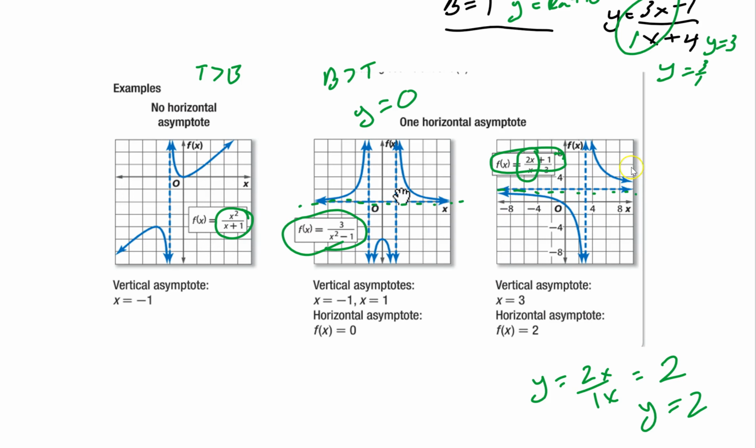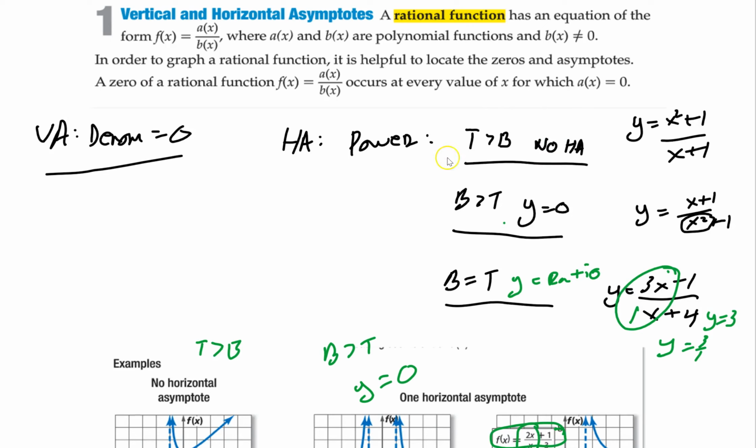So again, to recap, horizontal asymptote, right? It's all about the powers. Top bigger than bottom is none. Bottom bigger than top is 0. And if they're the same, it's the ratio. Vertical, good old reliable, just like last time, just set the denominator equal to 0, right? Because those are lines you cannot cross. You can't divide by 0. That's where it comes from.